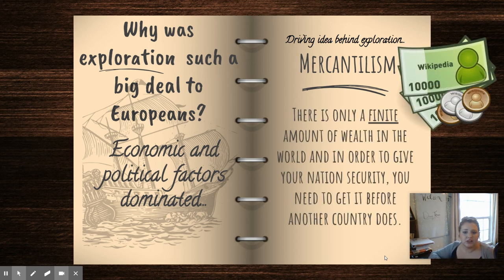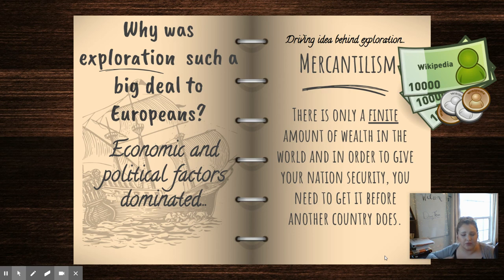And what they believed is that there was only so much money to go around, that wealth couldn't be created, it existed. And so in order to give your nation security, you needed to make sure you got a piece of it. And if one country got more of it than you, then your nation was less secure. It was this idea of balance of power, that if we all have equal amounts of money, then we're not going to go to war with each other, which was never the case, but it's what they believed.